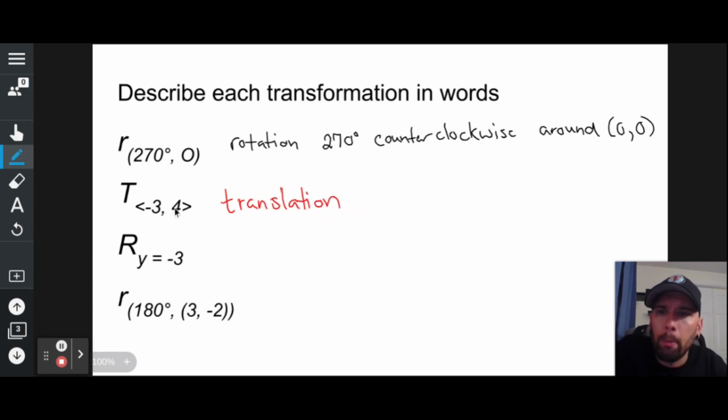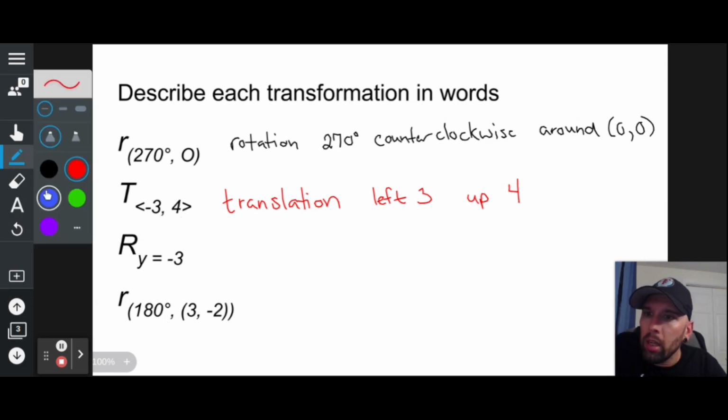Now, the first number is -3. If it was positive, we'd move right 3. But since this is negative, we move left 3. The second number is 4. If it was positive, we'd move it up, and it is. So it's up 4. If this was negative, we'd move it down. But this is translation, left 3, up 4.